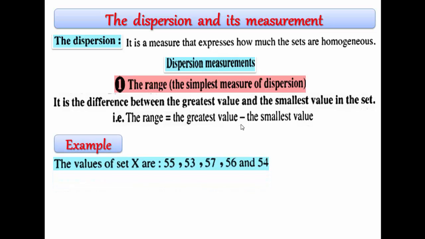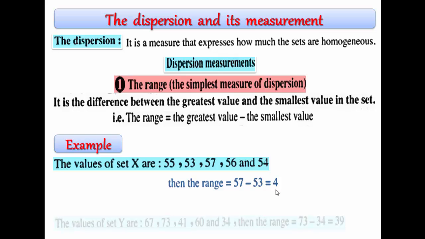For example, the values of set X are 55, 53, 57, 56, and 54. To find the range, we search for the greatest value. The greatest value is 57, minus the smallest value, 53. The difference will be the range. 57 minus 53, the difference will be 4. 4 is the range here.